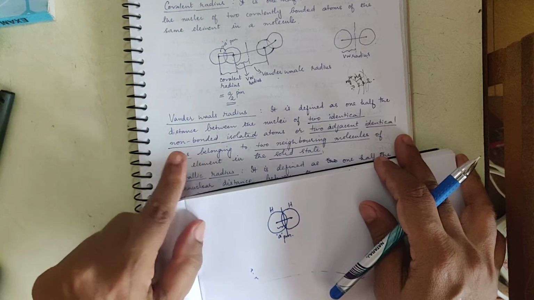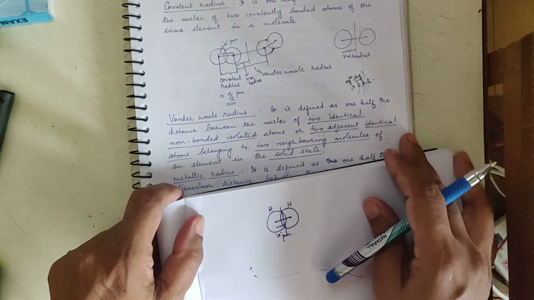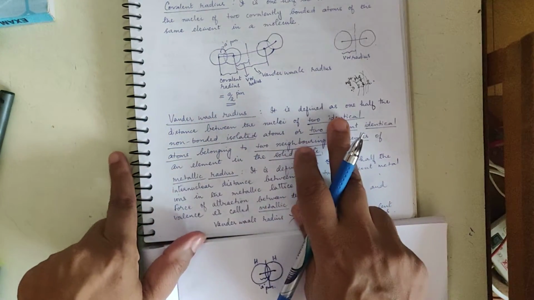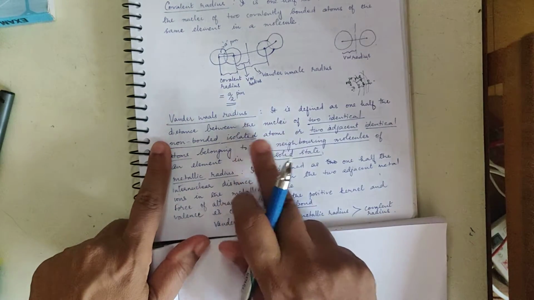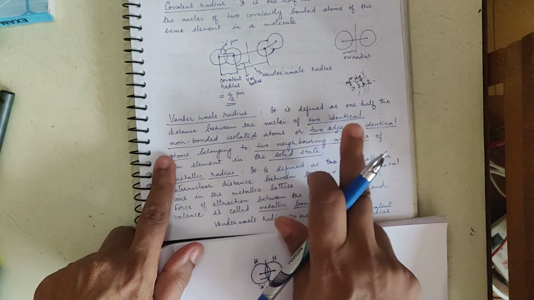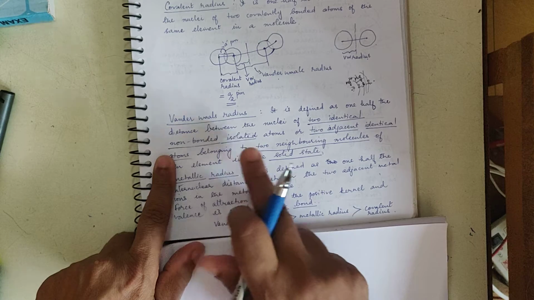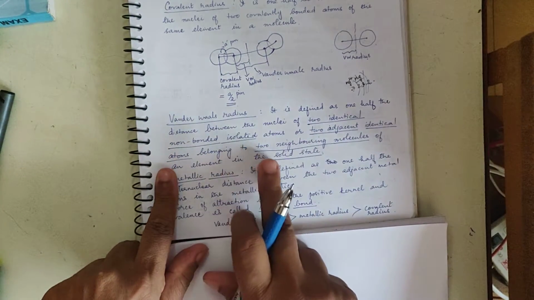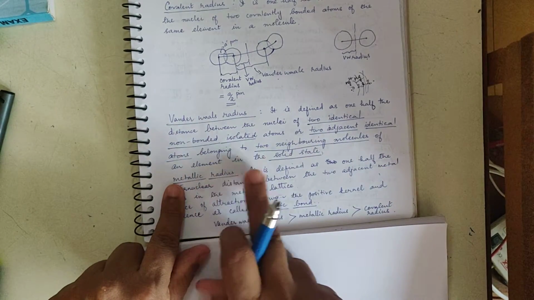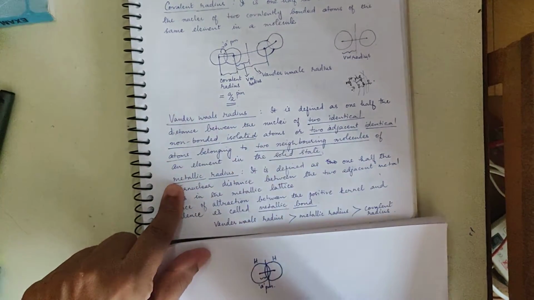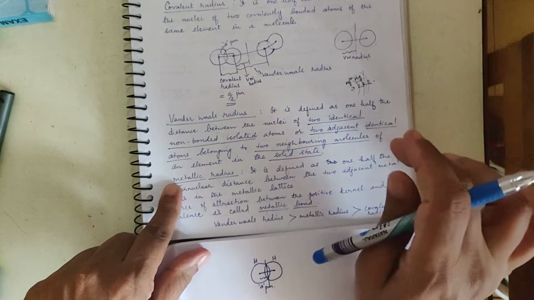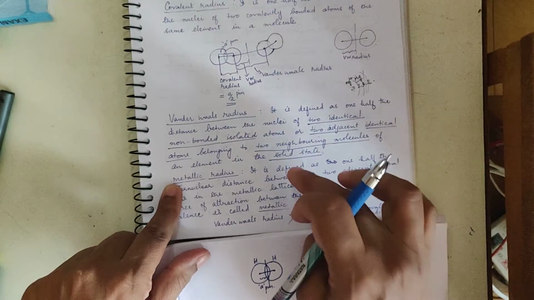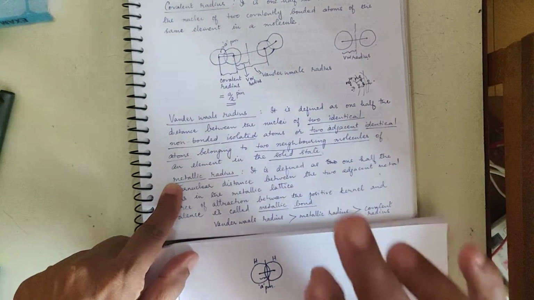Right? Now what is meant by van der Waals radius? Van der Waals radius is defined as 1/2 the distance between the nuclei of two identical non-bonded isolated atoms or two adjacent identical atoms belonging to two neighboring molecules of an element in the solid state. Whenever you are measuring radius, we are referring to the solid state. Remember that.